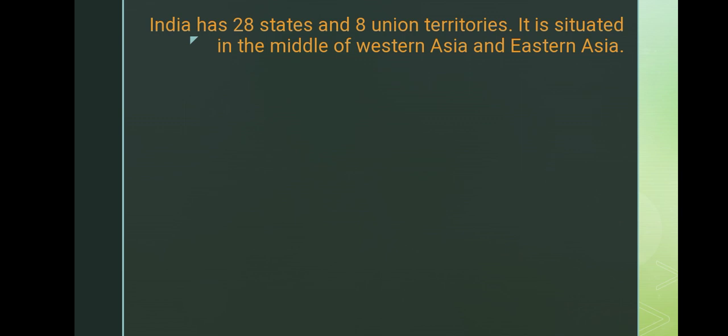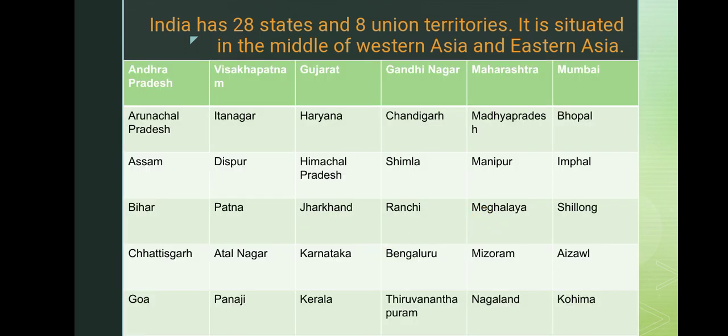Here, India has 28 states and 8 union territories now. It is situated in the middle of Western Asia and Eastern Asia. Here you can see some names of states with their capitals. Andhra Pradesh, its capital Visakhapatnam, Arunachal Pradesh, Itanagar, Assam, Dispur, Bihar, Patna, Chhattisgarh, Atalnagar.